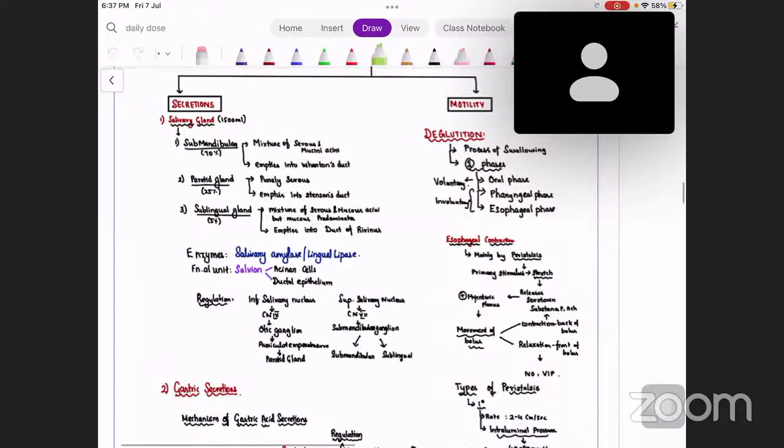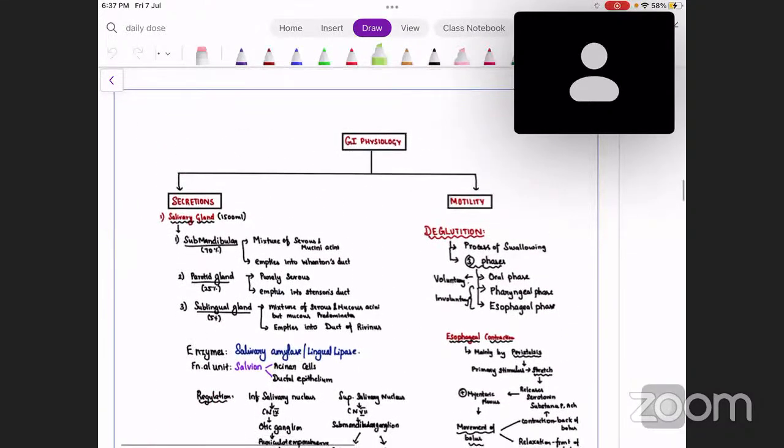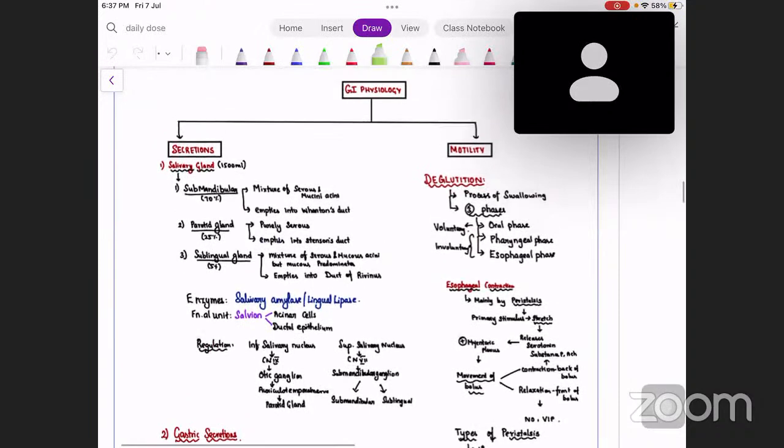Okay. So the next system we are going to talk about is your GI physiology. I remember GI physiology in a very short form. I used to divide the entire GI into secretions and motilities. What type of secretion is seen in the salivary, gastric, intestinal, and colon, and similarly motility. You will finish the GI physiology.